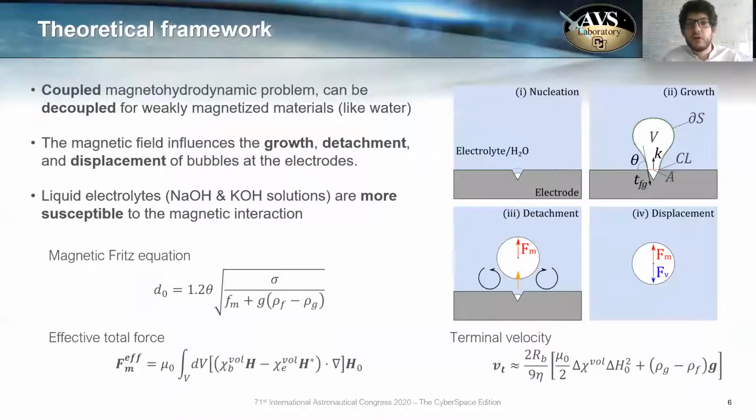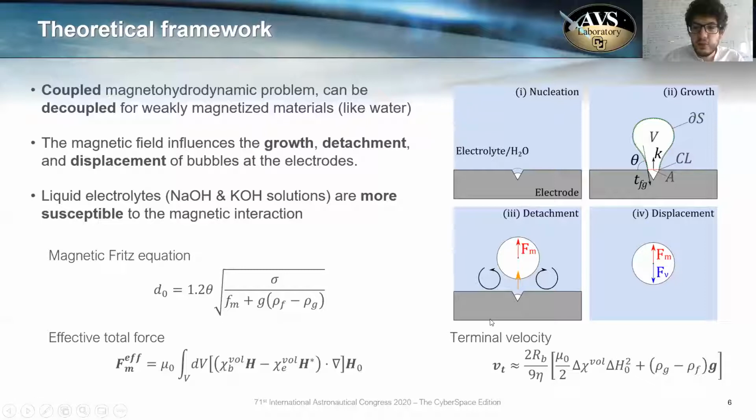The theoretical framework behind this idea is pretty complex. We describe it extensively in our paper, but the idea is that for low susceptibility liquids, such as water or associated electrolytes, you can decouple the fluid magnetic problem into two separate modules and compute the magnetic field beforehand, and then apply it to your fluid mechanics problem.